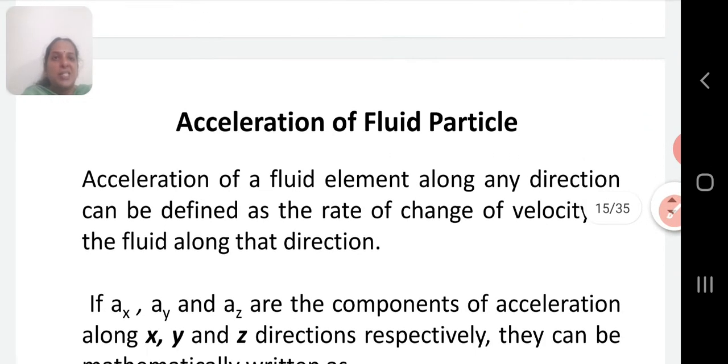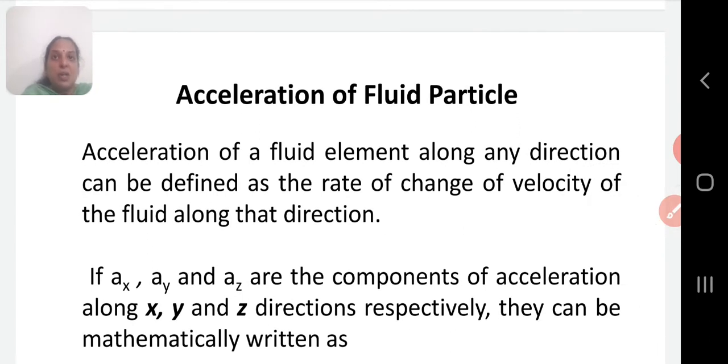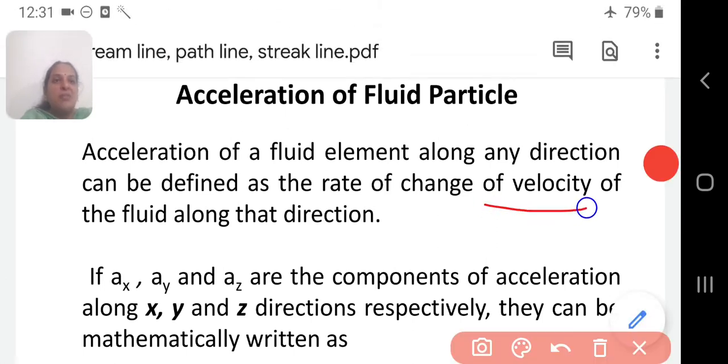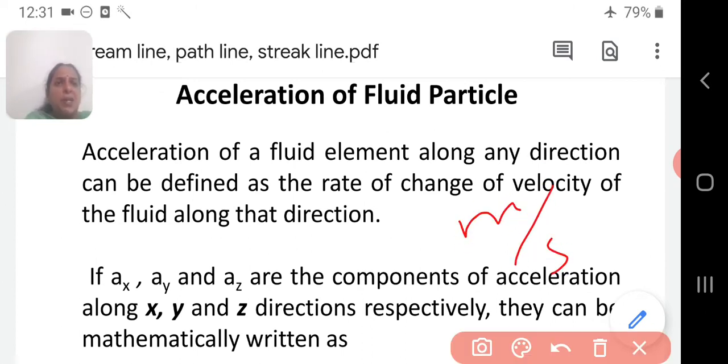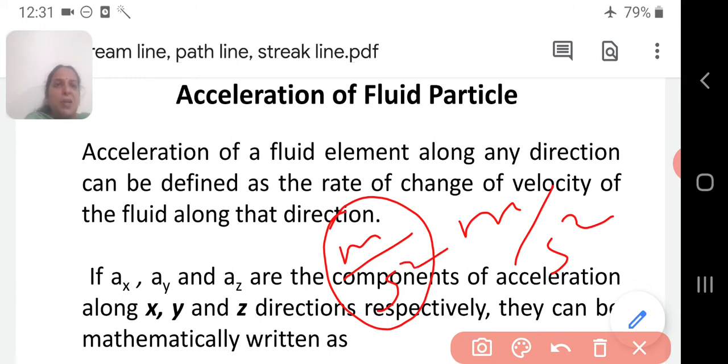Next is acceleration. What is acceleration? It is not the rate of change of displacement, but instead it is the rate of change of velocity. Both definitions are almost the same. In case of velocity, it is the rate of change of displacement. In case of acceleration, it is the rate of change of velocity of the fluid along that direction. That's why the unit for acceleration is given as meter per second square. Why? Because meter per second is always the velocity. So if we are finding the rate of change of velocity along the direction at a particular time, then it is given as meter per second square.